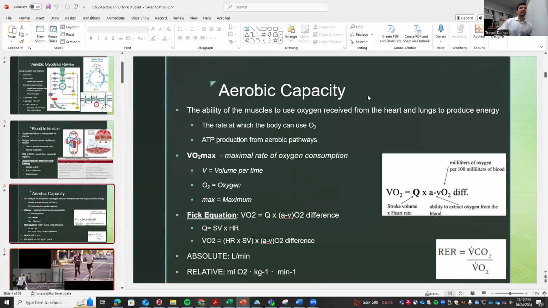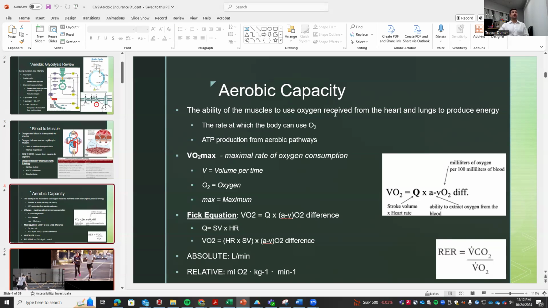So we talk about aerobic capacity. One of the key terms that you need to understand that we talked about before is VO2 max. So VO2 max broken up, volume of oxygen maximum. This is the maximal amount of oxygen that your body can utilize or consume during any given amount of time. So typically it's done in the idea of milliliters of oxygen per kilogram per minute.